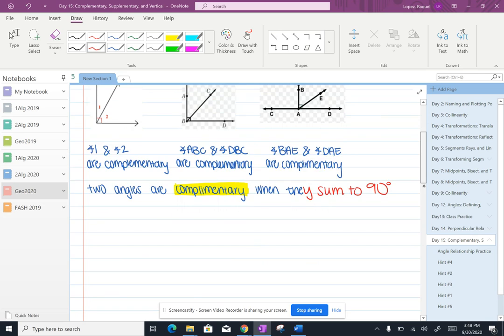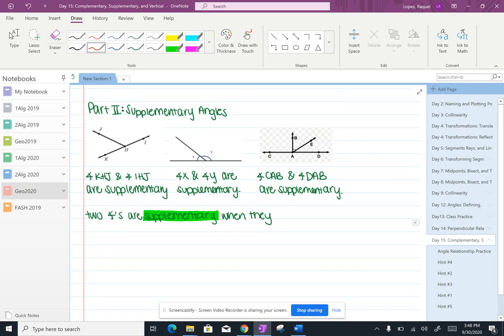Okay, let's take a look at supplementary angles. So for supplementary angles, we say that angle KHJ and IHJ are supplementary. We say that angle X and angle Y are supplementary in that next diagram. And then in the last one, we say that angle CAB and angle BAD are supplementary.